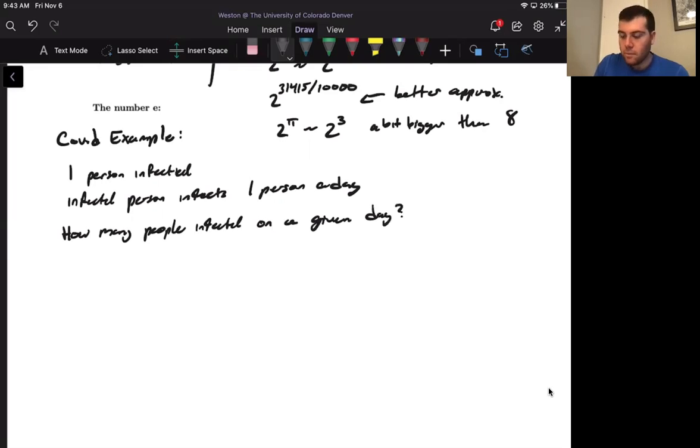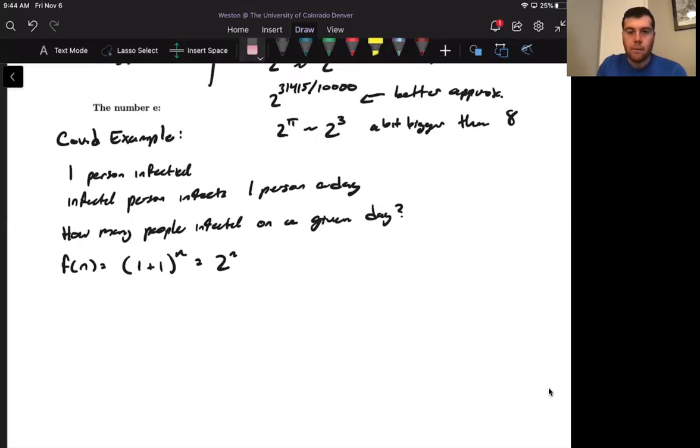And we would know that, from our previous work, our model would look like f(n) = (1 + 1)^n. Or, I guess that'd be 2^n minus 1. But for now, let's say we're indexing at day 0, so it's really just 2^n.